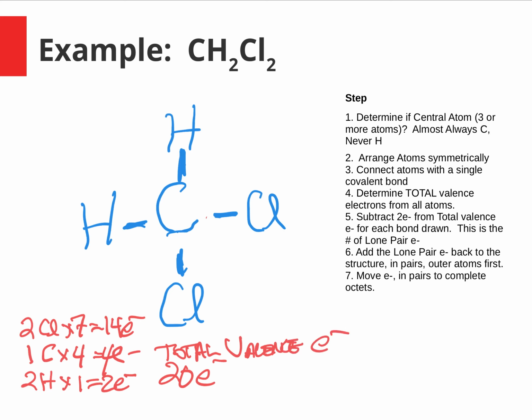Okay? Now, from that, we're going to subtract the number of electrons that we've used in the bonds. So we have 1 bond, 2 bond, 3 bond, 4 bonds. So from this, we're going to subtract 4 times 2 electrons. Each bond is 2 electrons. There are 4 bonds, and so we have a total of 4 times 2 is 8. 20 minus 8 is 12.